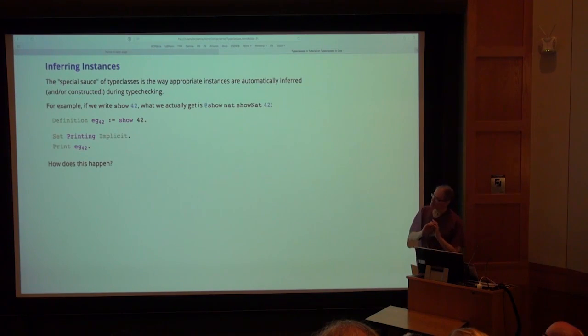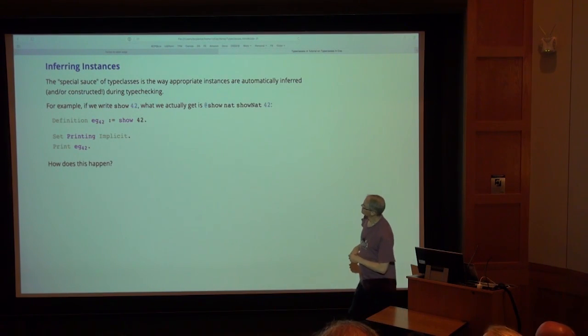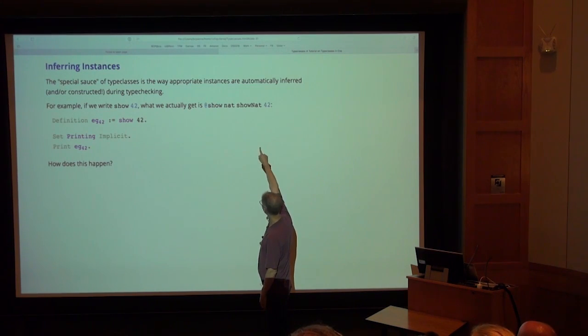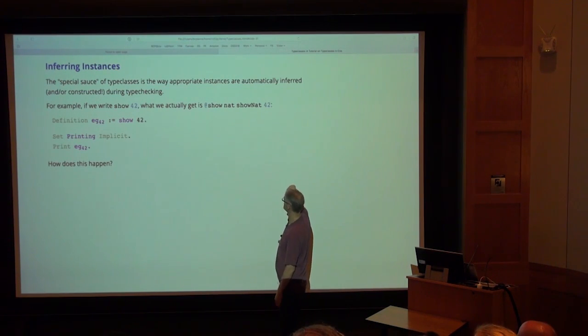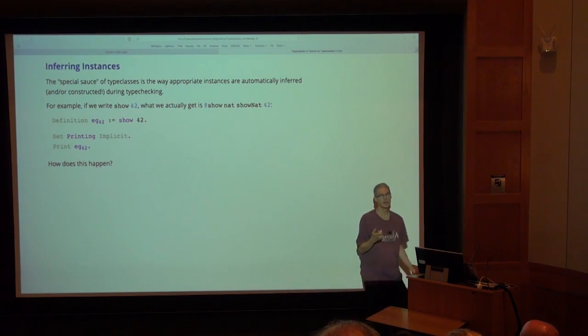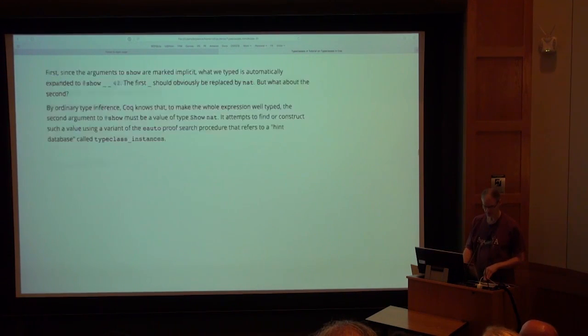All right, so all of that kind of sets up the structures. Now we need to see how the inference works, and that's the other part of the magic of type classes. So for example, if we write show 42 and print it out, what we actually get is show nat, the show instance, and then 42. So show has some implicit arguments that need to be filled in whenever we use it.